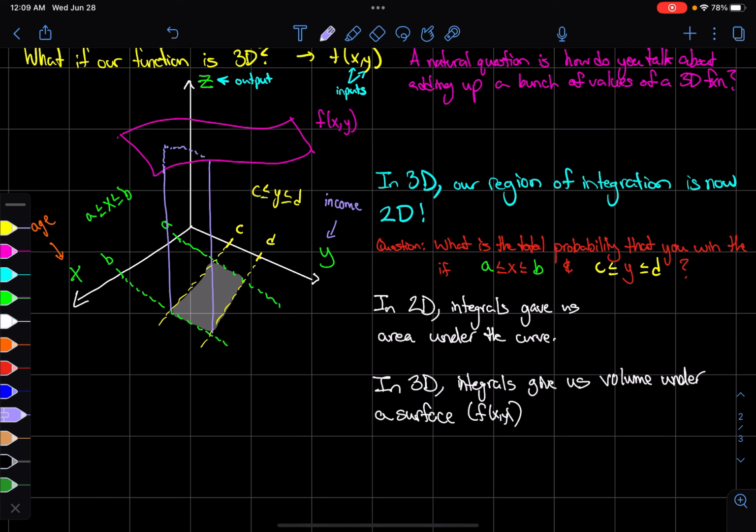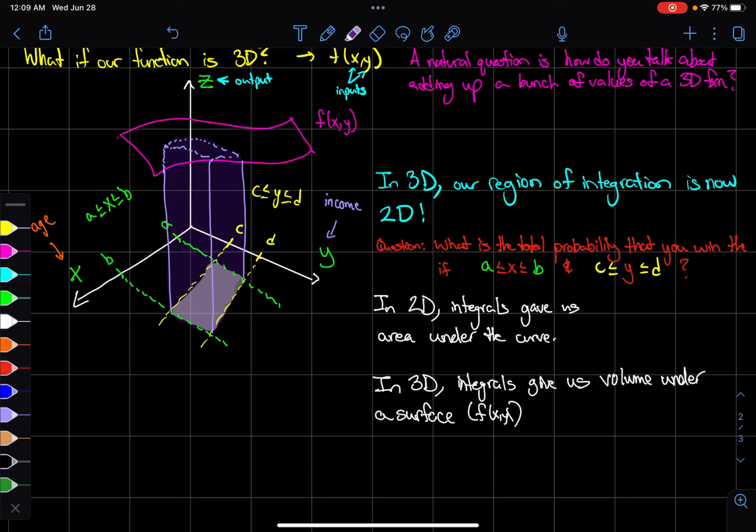right, of this object. So let's see if I can kind of draw here. Okay, I want this volume here. Okay, that's what I'm trying to calculate. That represents my total probability of whatever the heck it is that I care about. So let's see if I can create a good sketch for you guys. I'll highlight this in a little bit. Okay, so this volume right here, this shape is going to represent the total probability that I win the lottery based on my age and my income.